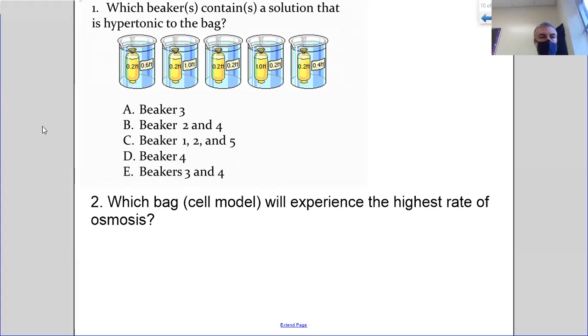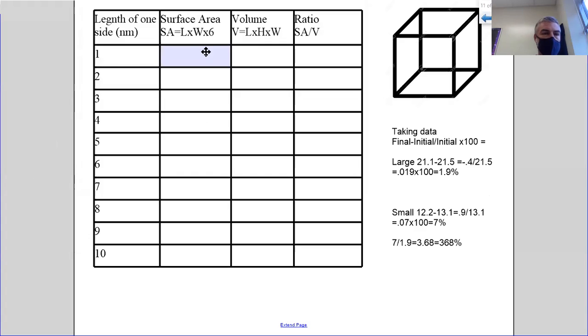So good job. Okay, so we're going to move back to surface area to volume ratios. I'm going to do the first 2, and then you guys are going to do the others. So let me look at the formula here. We're going to use the formula for the surface area of a cube: length times width times 6.